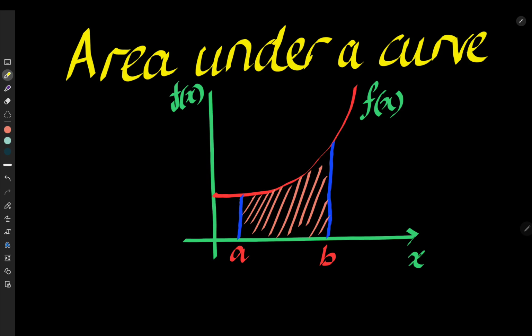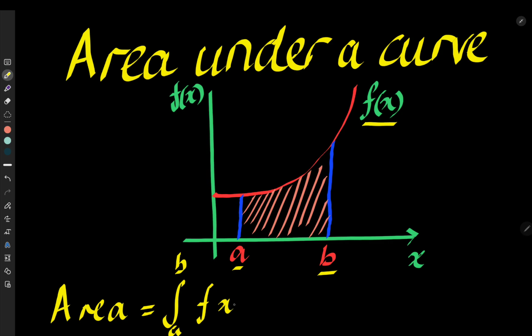In this video, we are going to discuss the area under a curve using definite integrals. What we are given on this diagram is a function of x and the area that is bound by the function of x, and x is equal to a and x is equal to b. To determine the area of the shaded region, we use the definite integral from a to b of f(x) dx.